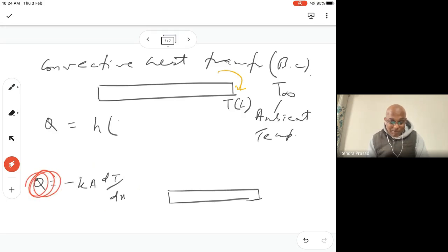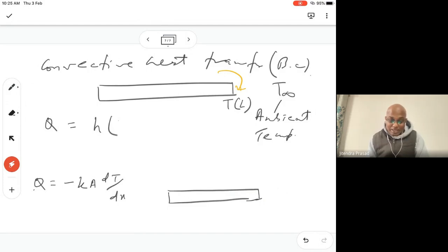This Q, whatever you are writing, is positive only when the heat is flowing in this direction. So if Q is positive at this end, that really means the heat is entering the system. If Q is positive at this end, then heat is leaving the system. So that really means what?